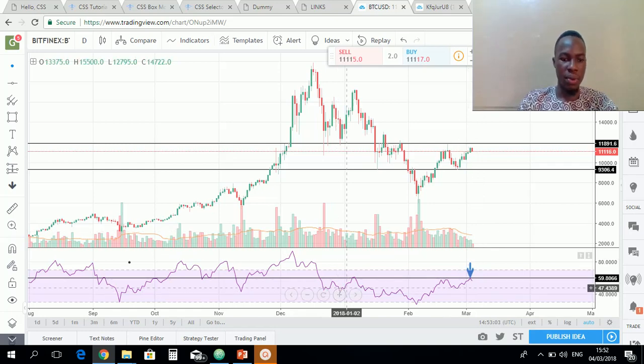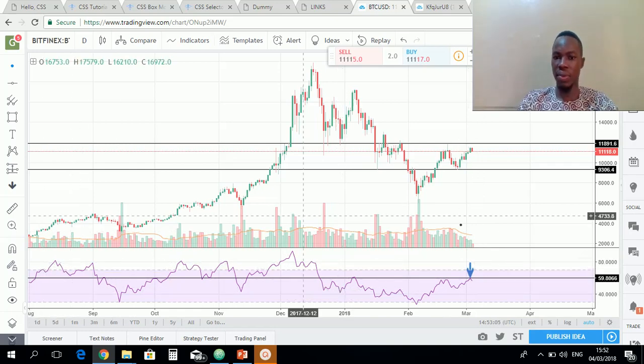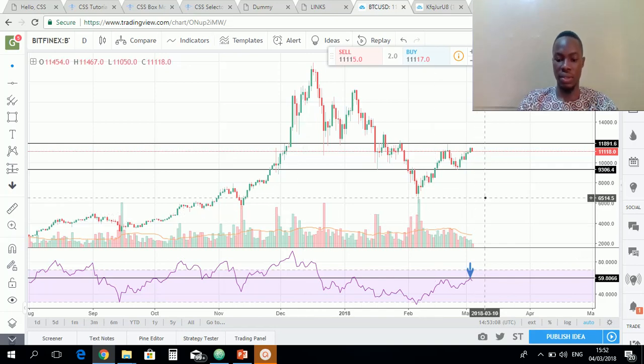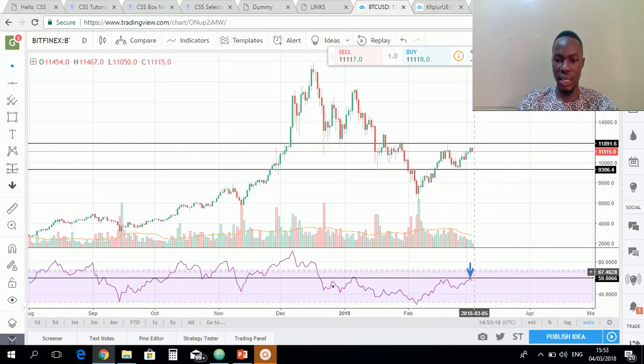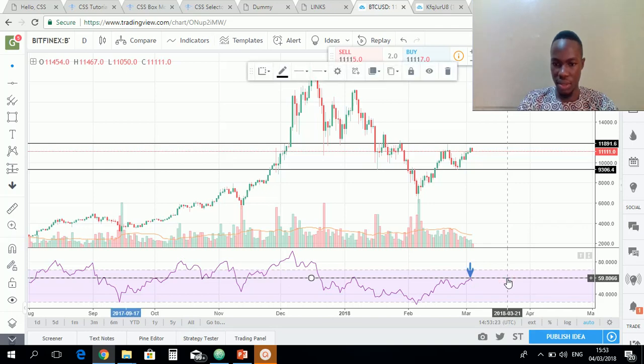So below here is the relative strength indicator. By the way, if you don't find it on your chart, you just right click and click on insert indicator, then you click on relative strength indicator and it will be there for you. So this is the relative strength indicator. I'm sorry, let me take out this black line so we can understand better.